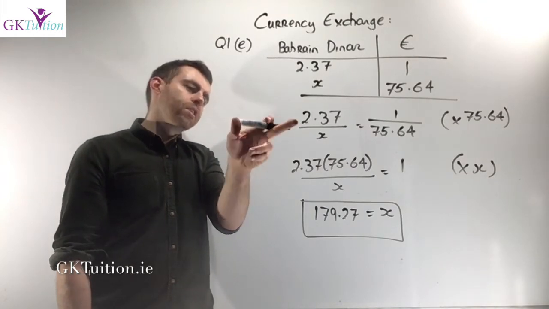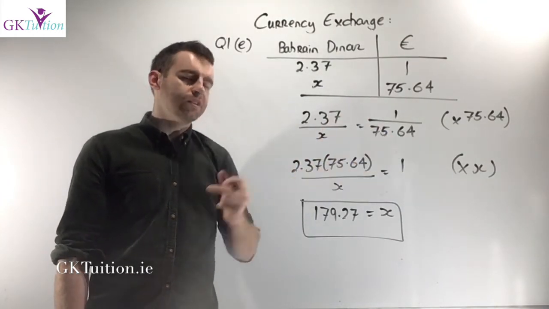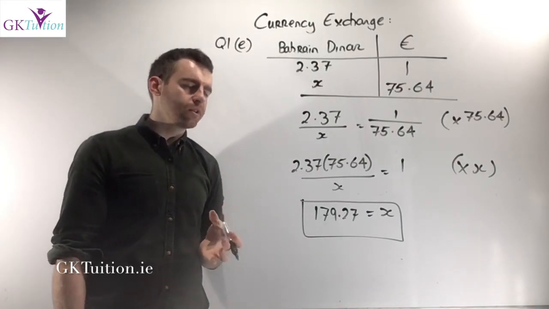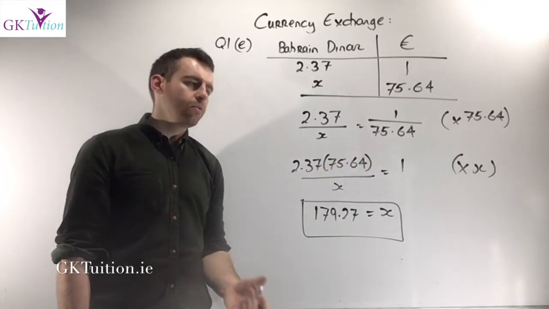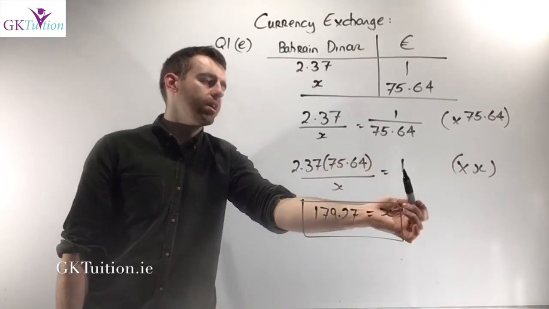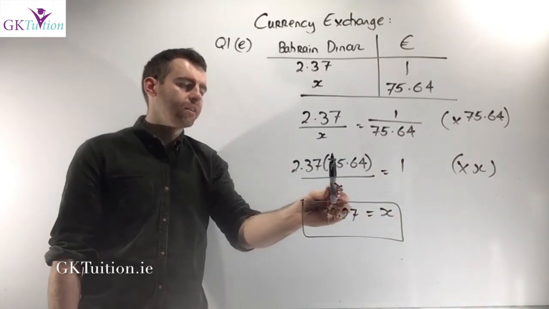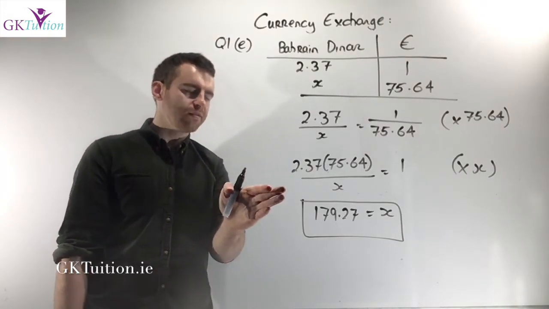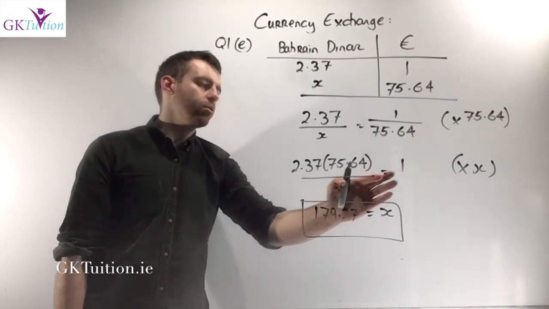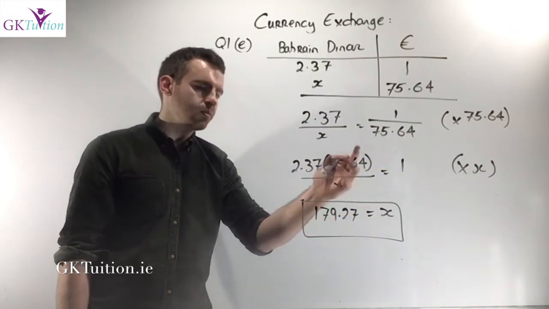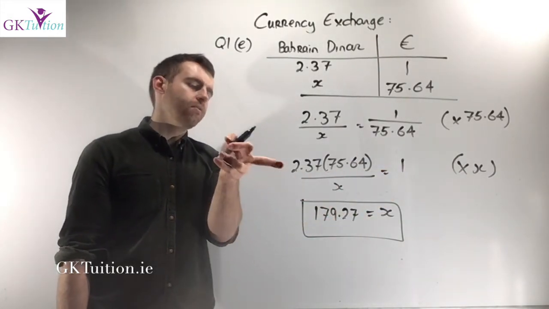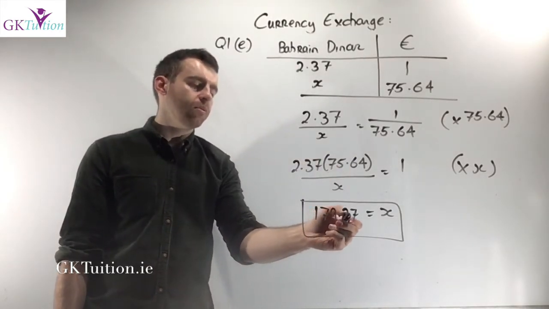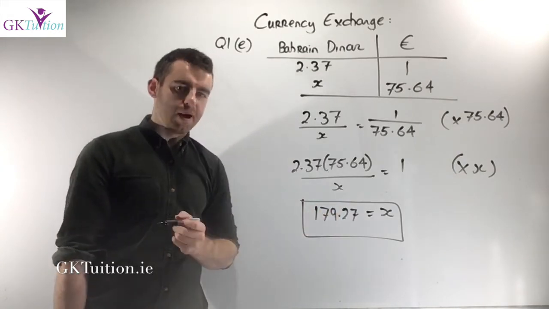I can say that 2.37 over x equals 1 over 75.64. And in order to eliminate the fraction on the right hand side, I decided to multiply both sides by the denominator of the right hand side. If you multiply the right hand side by 75.64, you get 1. If you multiply the left hand side by it, it just goes on the top of the fraction. What I then decided to do was to eliminate the fraction on the left by multiplying both sides by x. If you multiply the right hand side by x, you get x. If you multiply the left hand side by x, the fraction is gone. And if you multiply the top 2.37 by 75.64, you get 179.27. So that's your final answer for part E.